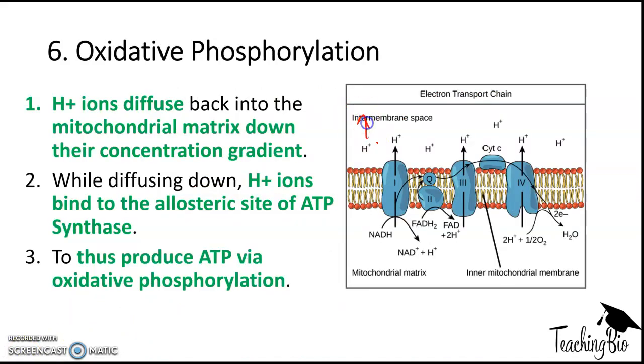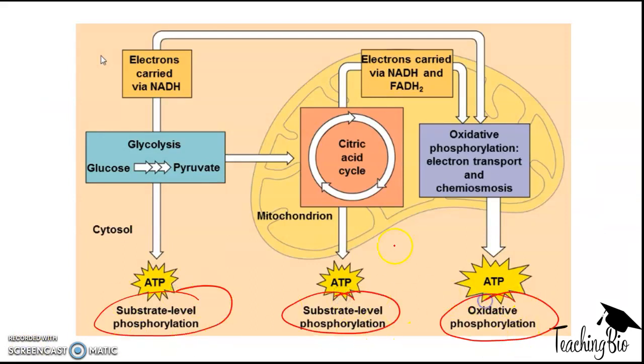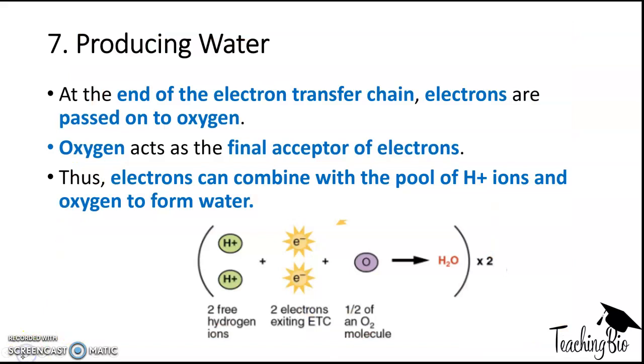So once we've raised the concentration outside via the pumping, these protons will then pass back down, okay, through ATP synthase, and they'll bind to the allosteric site of ATP synthase to alter its structure and therefore yield the production of ATP. Okay, so this picture here sort of nicely summarizes where the different types of phosphorylations occur. Citric acid cycles within the Krebs cycle, and remember that glycolysis occurs in the cytoplasm.